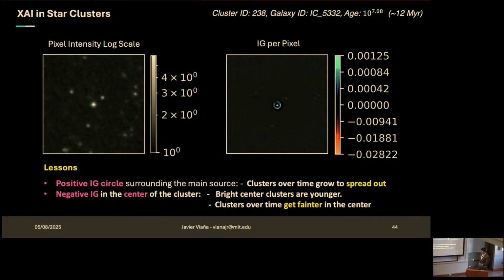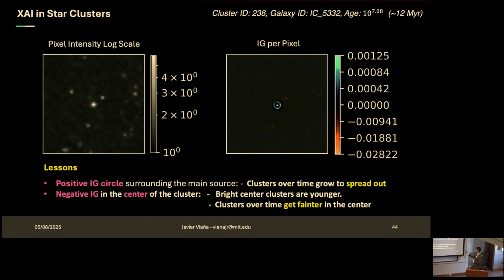Second, there's a negative integrated gradient in the center cluster. What does that mean? That the very bright center clusters are very young ones, because they contribute a lot negatively to the H. And the opposite as well. Clusters, over time, get fainter in the center.